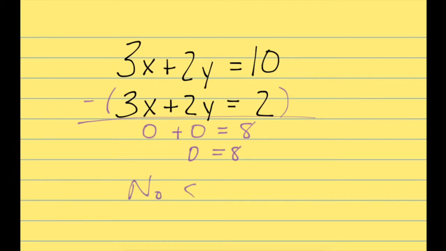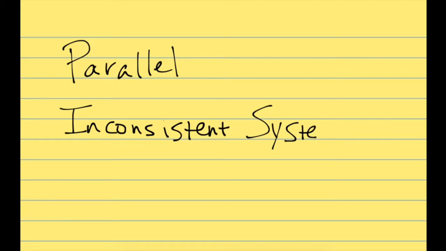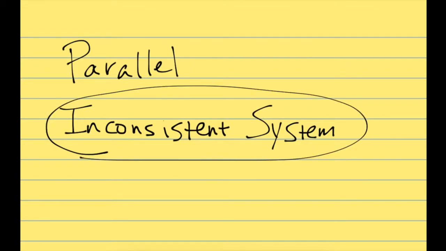Well, what type of a pair of lines would have no intersection? Parallel lines. So these two lines would be parallel. The system has a special name though, it's called inconsistent. A consistent system has a solution. So an inconsistent system has no solution because it's parallel lines. So this is an inconsistent system, and it gives us no solution for these two lines.